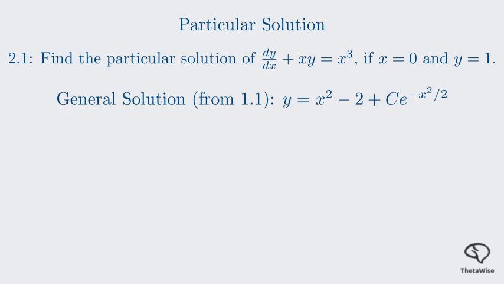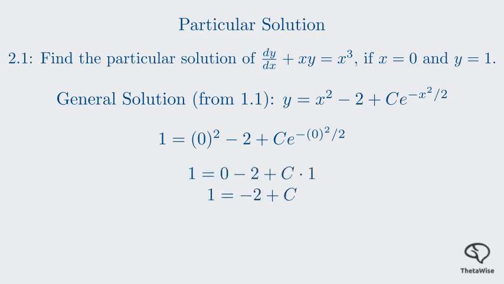x equals 0 and y equals 1. We substitute these values into our general solution. 1 equals 0 squared minus 2, plus c times e to the negative 0 squared over 2. Let's simplify. 0 squared is 0, and any number raised to the power of 0 is 1. So e to the 0 is 1. Our equation simplifies to 1 equals negative 2 plus c. Solving for c, we add 2 to both sides, which gives us c equals 3.